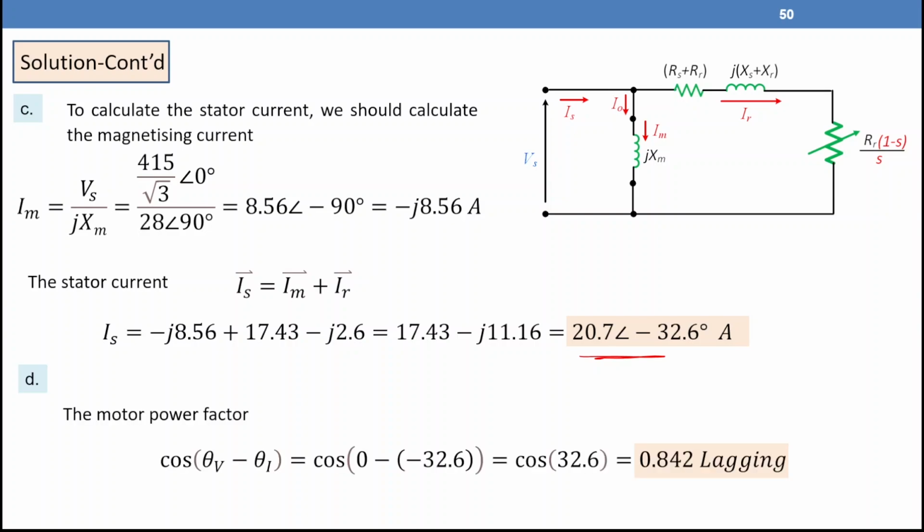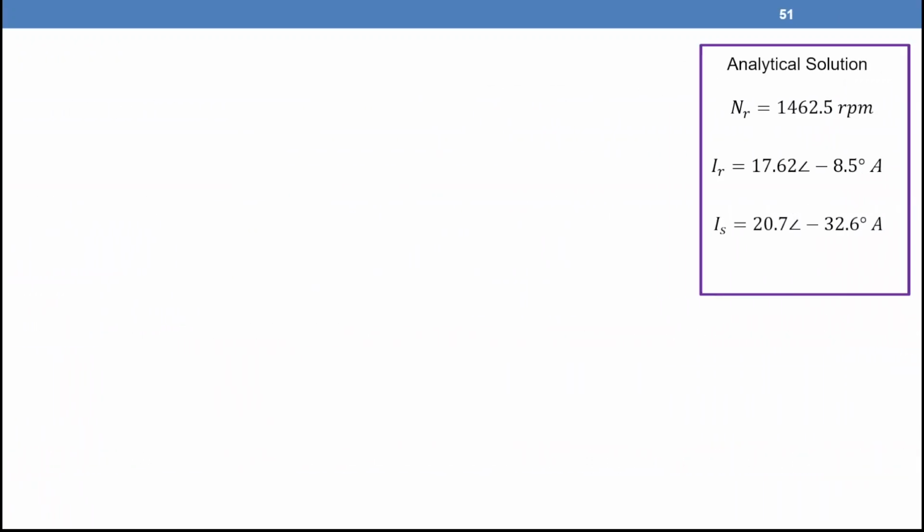So for the last part, the motor power factor will be cosine theta V minus theta I. So that one will be cosine 32.6, which gives you 0.842 lagging power factor. In this example, it's clear now that the analytical solution is straightforward: how to calculate the rotor speed, the rotor current, and the stator current. How do we make sure that our solution is correct?